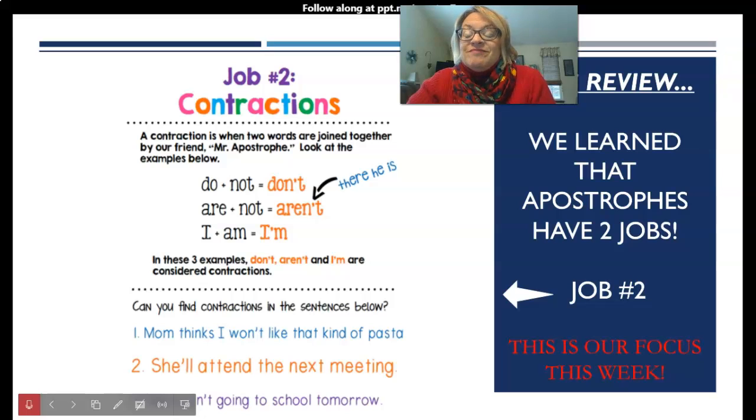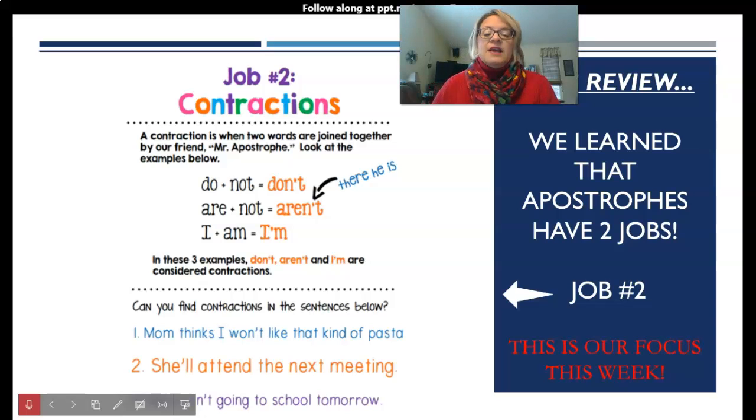A contraction. Apostrophes also make contractions. So a contraction is when two words are joined together. It's joined by our friend, Mr. Apostrophe. So there's going to be a letter that's going to be pulled out, and the apostrophe is going to be plugged in. So it says do not equals don't.